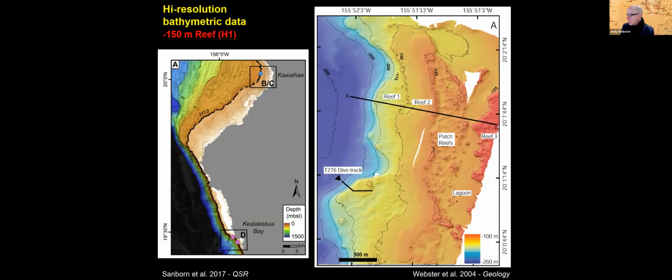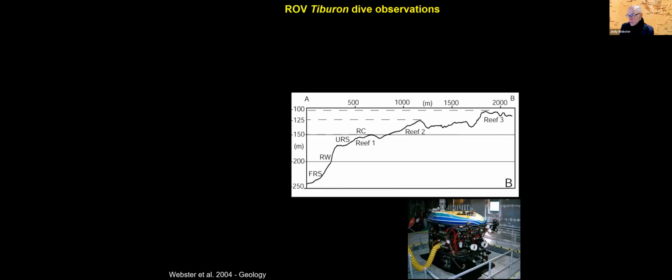Just to give you a sense of what these things look like, this is a cross-section of one of these multi-beam maps. What we find is that they're not, in many cases, just one reef feature, but actually composite structures. In this case, this is a reef 1, a reef 2, patch reef sorts of features. And you can see the depths here ranging from about 150 meters in this case to about 100 meters. This is the shallowest reef. And this is a cross-section.